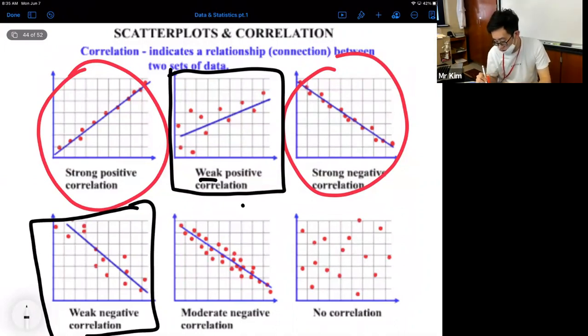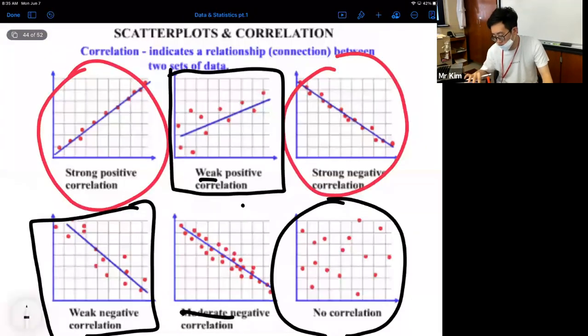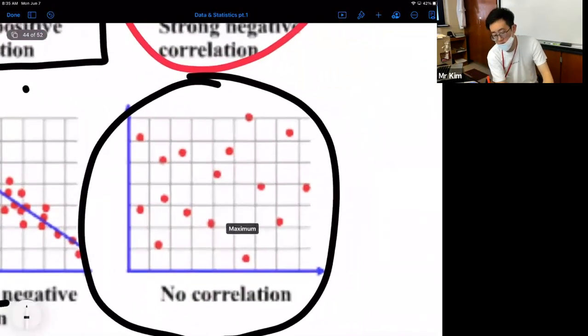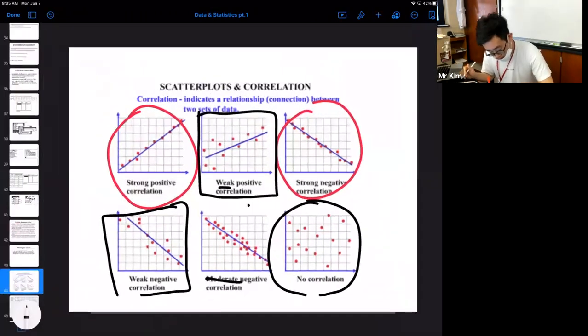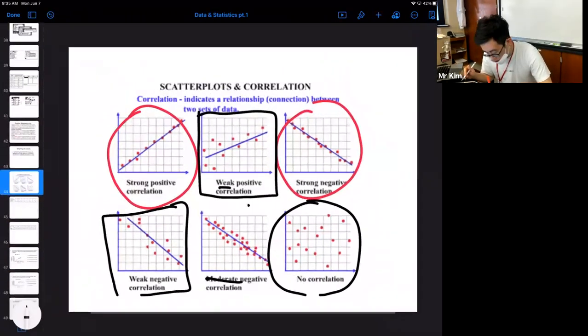Moderate negative correlation, we really don't say moderate like that. I just say strong or weak, or at least for me, that's all I care about. And this is practically no correlation. I mean, there's honestly nothing you can conclude from this data and statistics here. Okay. All right.